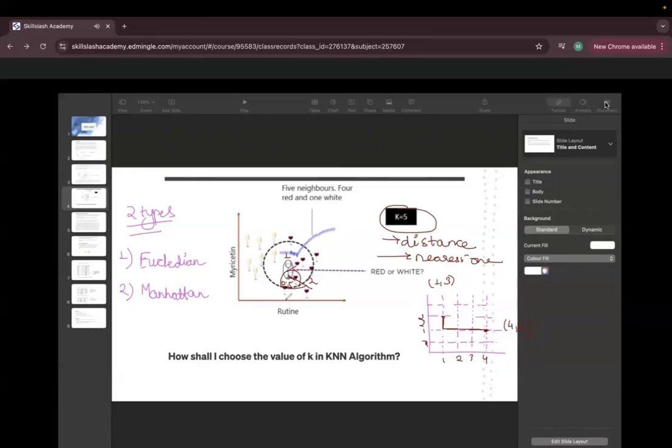Getting it? Getting the point? Just give me a second, guys. Look into the screen.